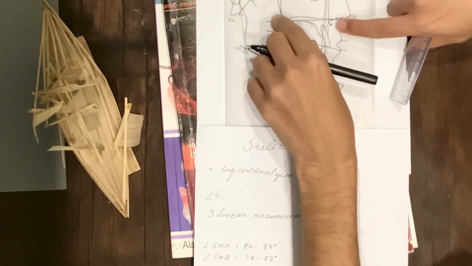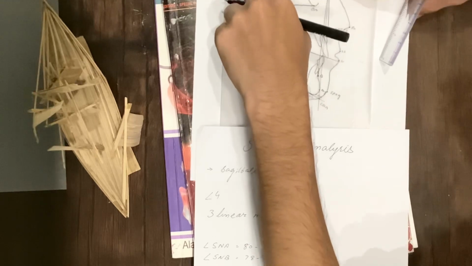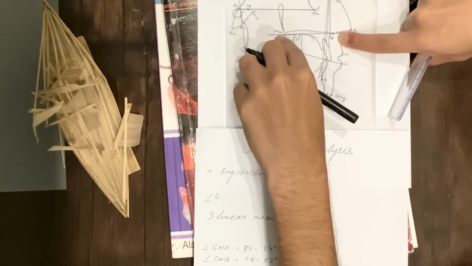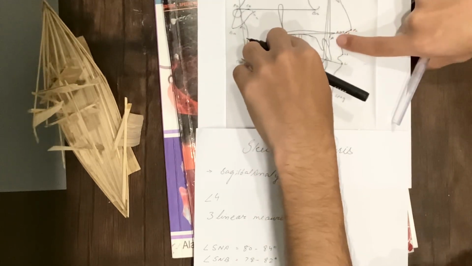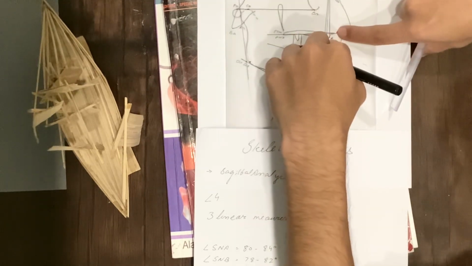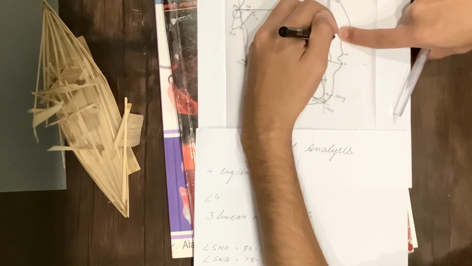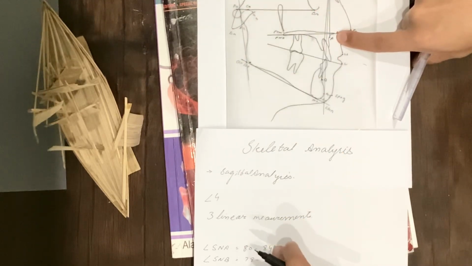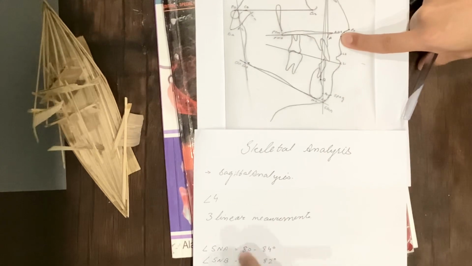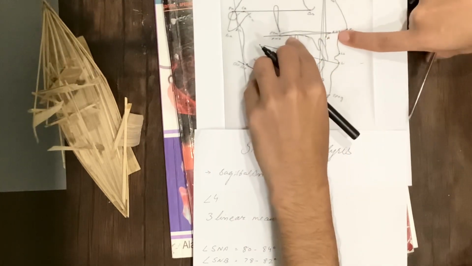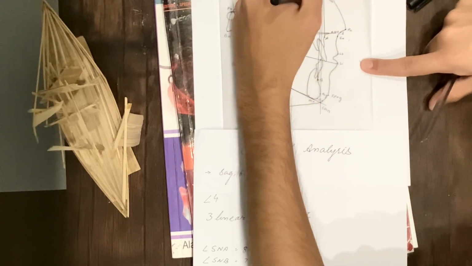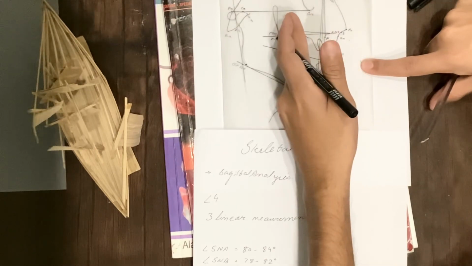The SNA angle tells about the relationship of the maxilla with the cranial base. If the SNA angle is greater than 84 degrees, then we can tell that the maxilla is prognathic. It is more anterior in its relationship with the cranial base, so the SNA angle will be larger. This will tell that the maxilla is prognathic. And if this angle is less than 80 degrees, this will tell that the maxilla is retrusive. The maxilla is posterior to its normal position.